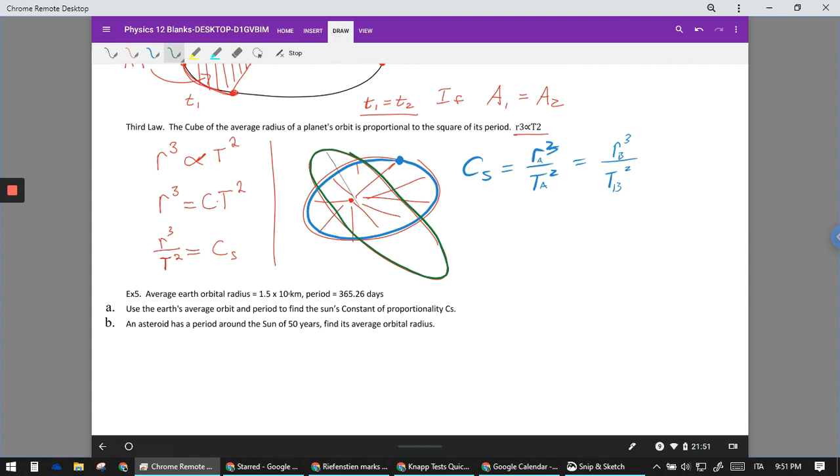So its average radius, the average of all these radii, and its period of rotation follow the same ratio. Meaning, essentially, the larger the radius, the longer it takes for it to rotate around. Okay? So let's put this into some practice.